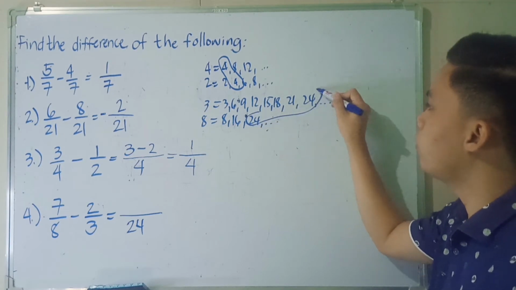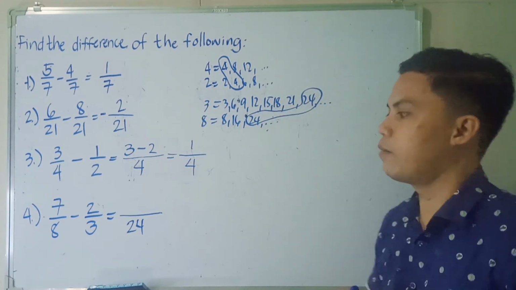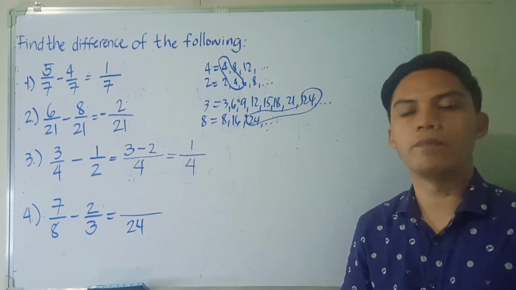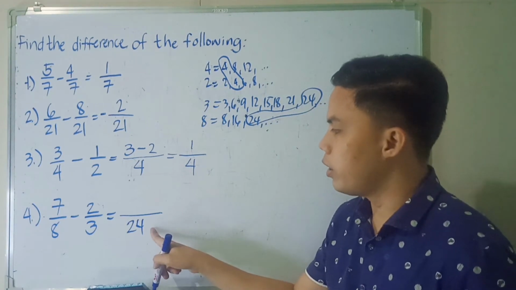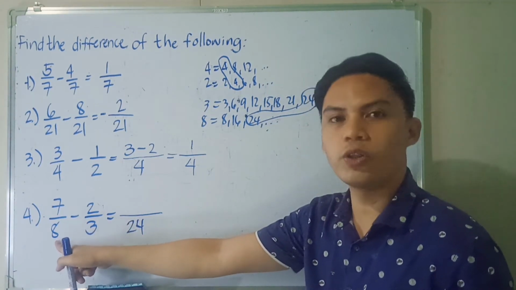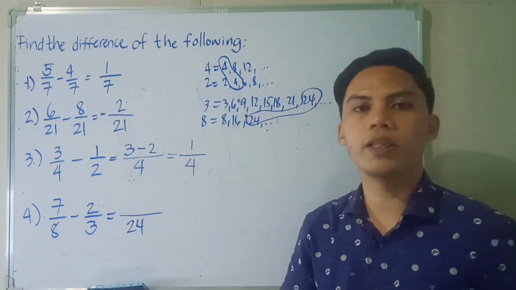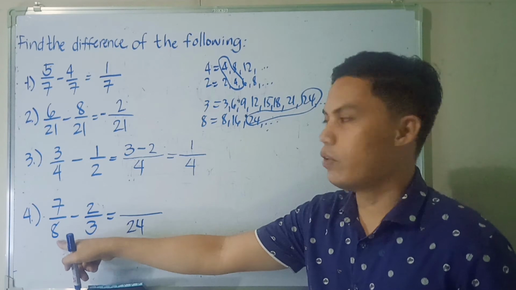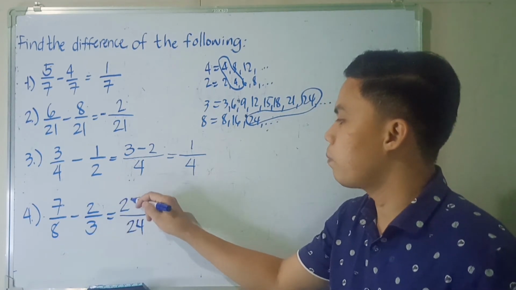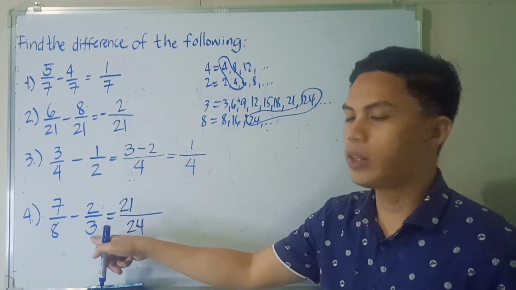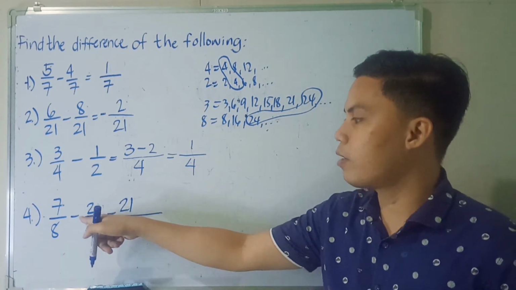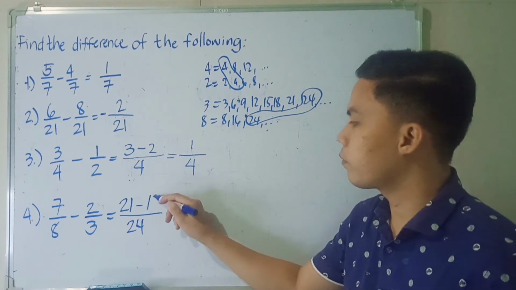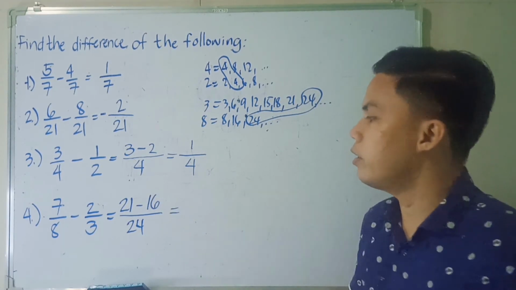So, 24 is immediately their LCM. Therefore, 24 is our LCD as well. So, again, we divide the LCD by the denominator and whatever the answer is, we multiply it by the numerator. So, 24 divided by 8 is equal to 3. 3 times 7 is equal to 21. 24 divided by 3 is equal to 8. 8 times negative 2 is equal to negative 16.